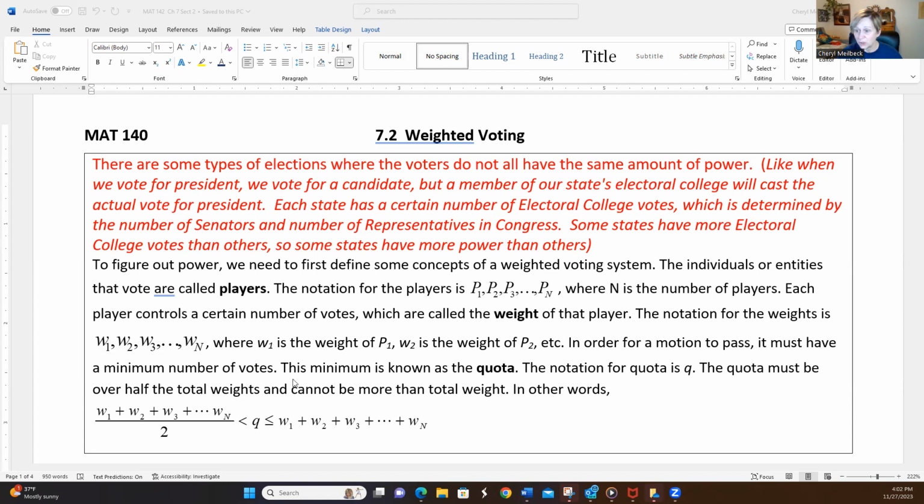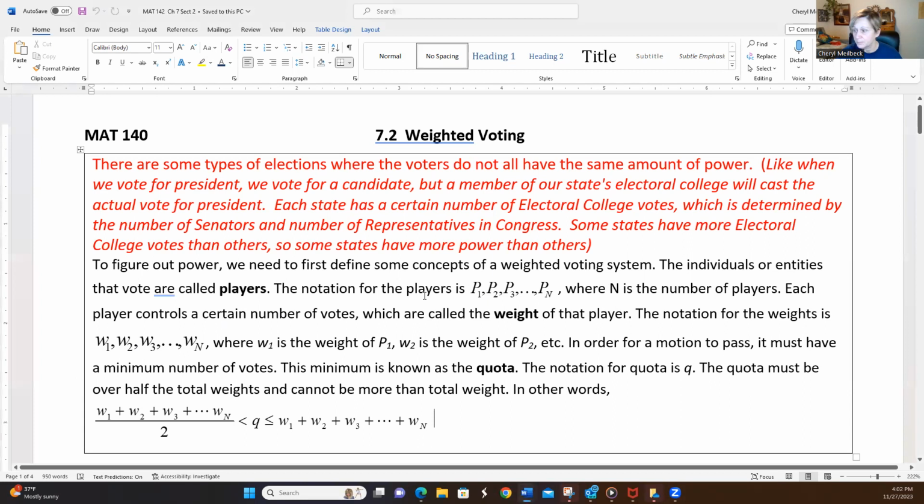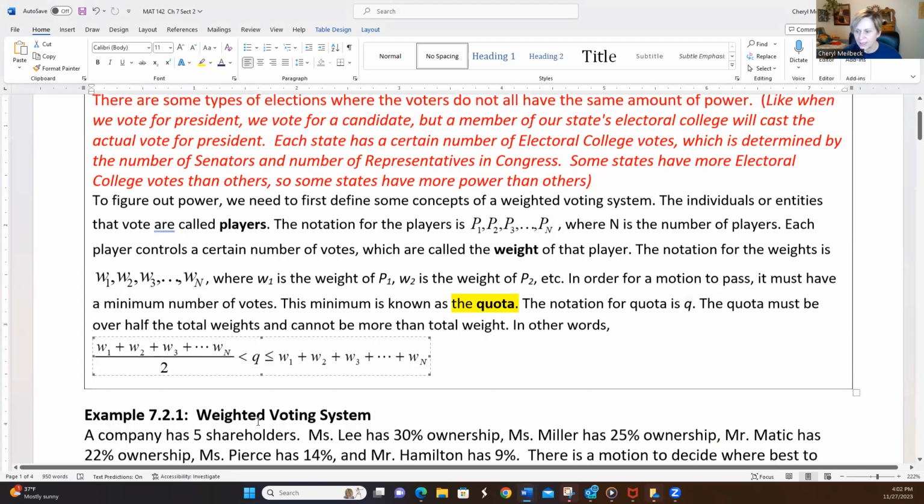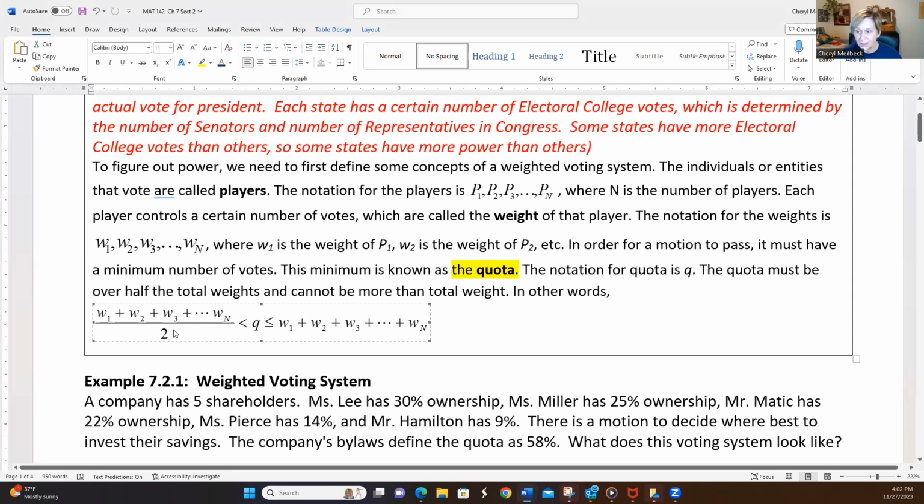Now, in order to pass a motion, it must have a minimum number of votes, which is called the quota. That's kind of important, the quota. So the notation for quota is Q, and the quota must be over half the total weights, but cannot be more than the total weights. So in other words, if you take all the weights and add them up and divide by 2, the quota's got to be more than that. But it has to be less than or equal to the total weights.